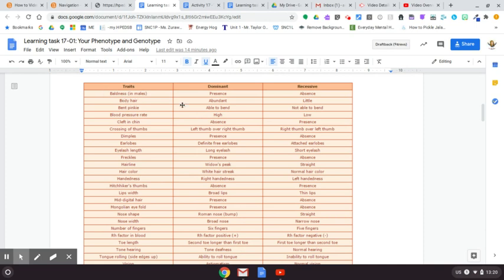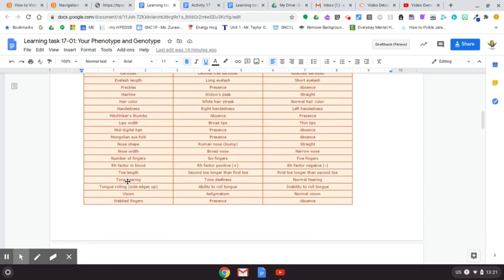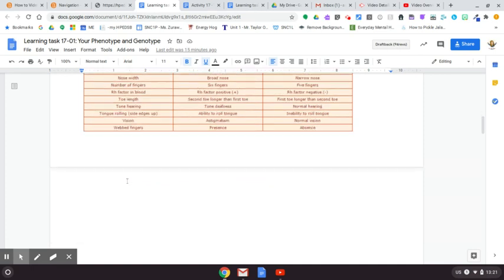Same thing, body hair. The dominant trait is that you have lots of hair. We could call this trait whatever we want to, so we'll call it big B would make us hairy. Big B, little b would make us hairy. And then little b would make us recessive. Okay, so there's a whole bunch of traits here that you can look at.